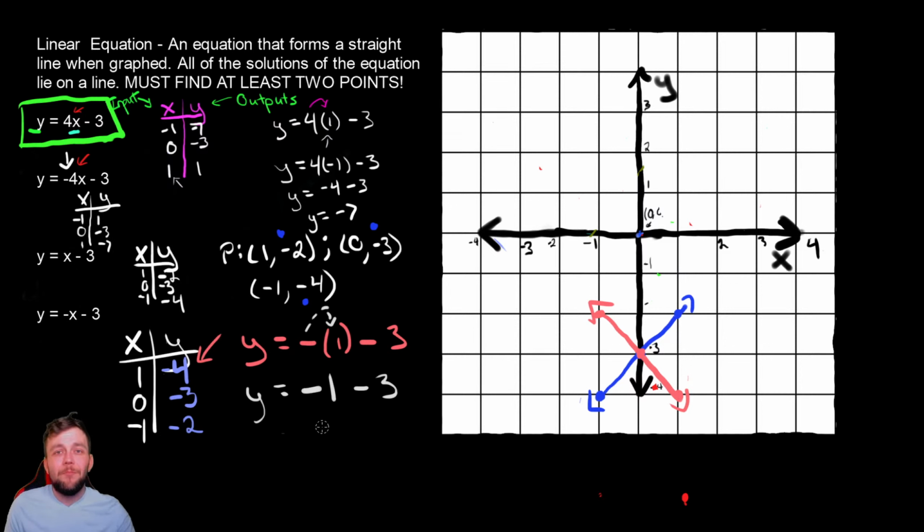And -1 minus 3, so you owe someone money, and then somebody else comes up to you and says you owe them more money. So you are deeper in the hole. So y equals -4. So that's how we got our -4 there. Okay? Not too bad.